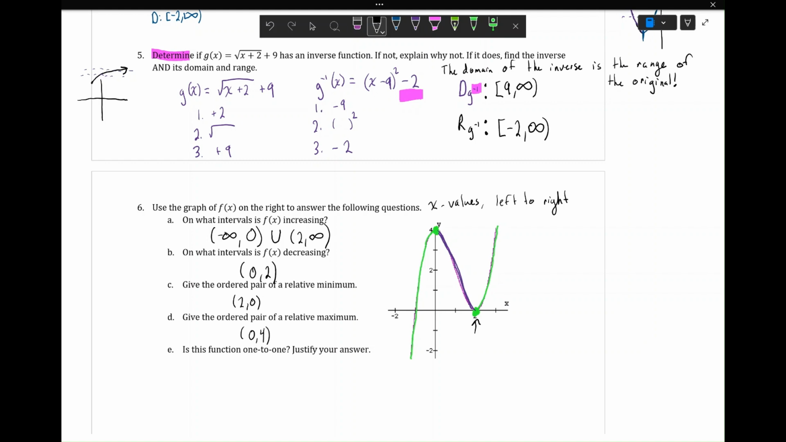Is this one-to-one? No. How can we tell? If I try to do the horizontal line test, there's lots of places where it fails the horizontal line test. There are multiple times a y value is used for different x values.